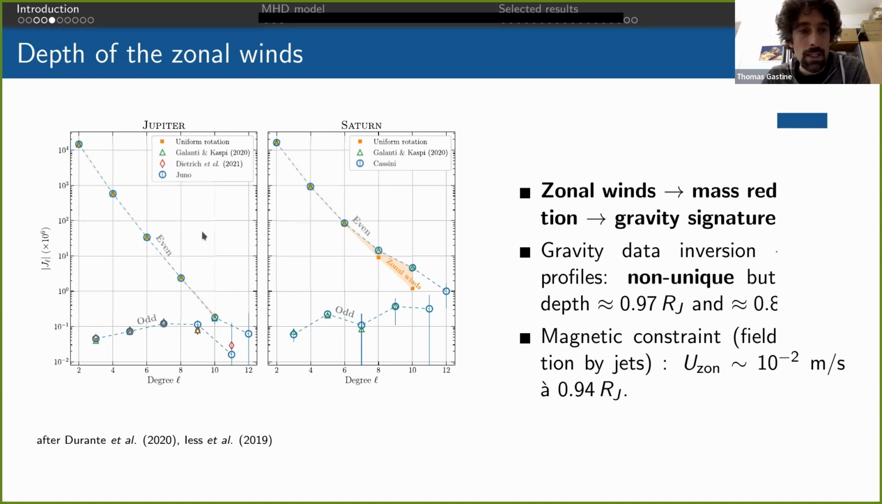Now, if you look at this orange square for both planets, those correspond to the gravitational moment that you could construct by assuming that the planet is rotating as a solid body.